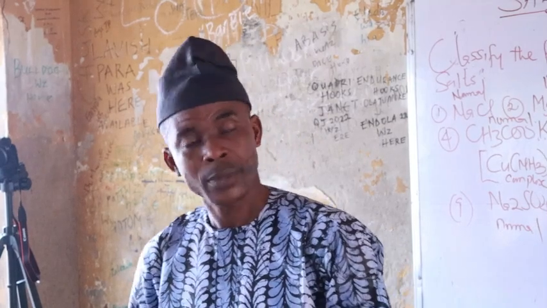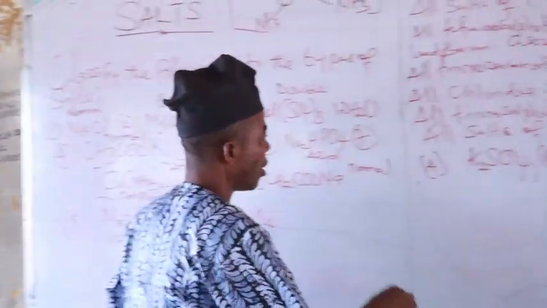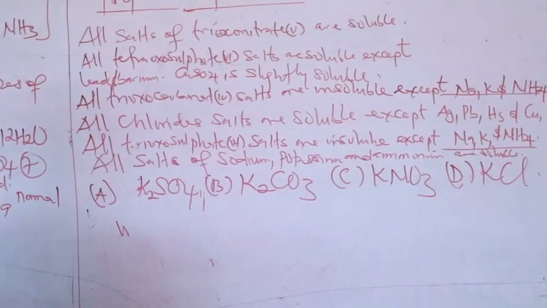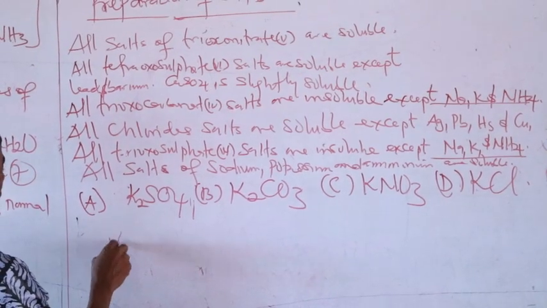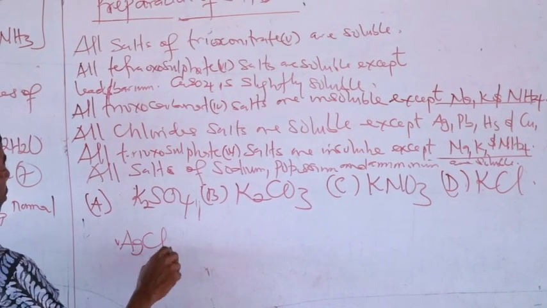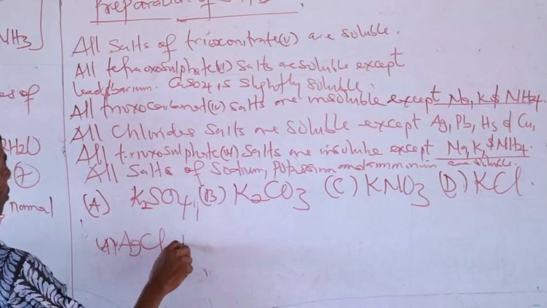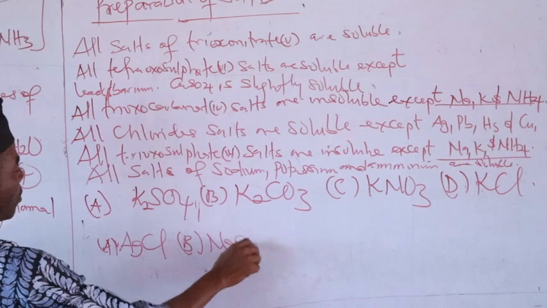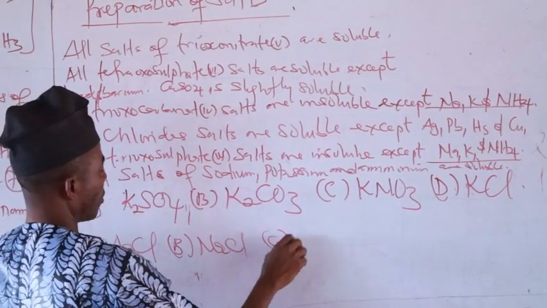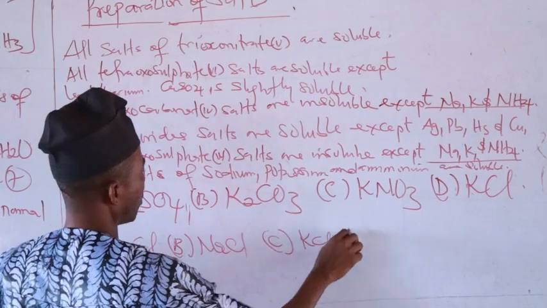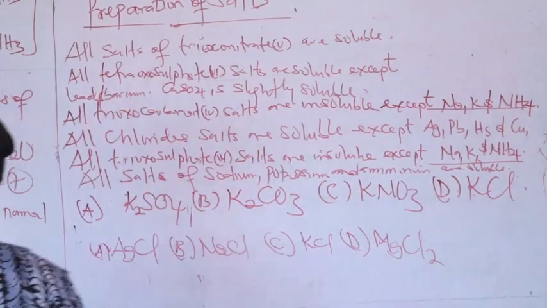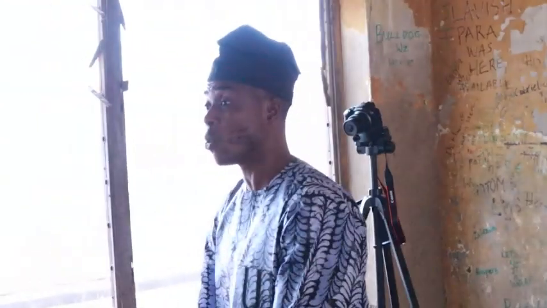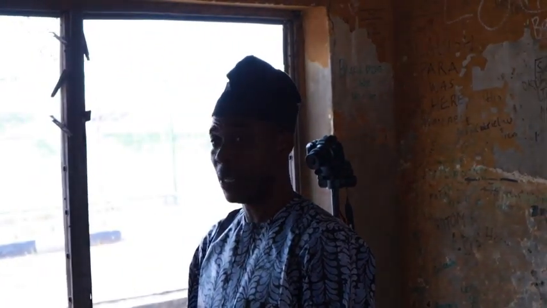Is that okay? So, which of the following salts is insoluble in water? AgCl, because I said all chloride salts are soluble in water, with the exception of those of silver, lead, mercury, and copper 1.